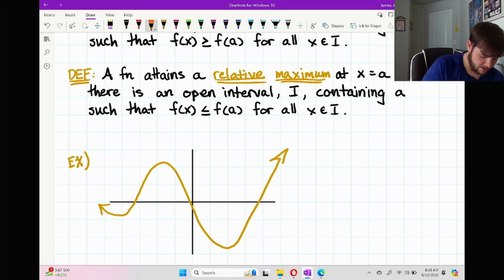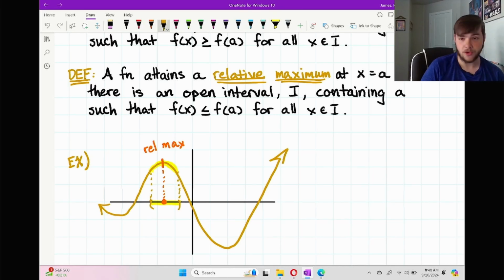Let's take a look at this example. Here, I would say that this point is a relative maximum. Because notice I can take some interval, if I follow this point down to the x-axis here, I can find some interval around it so that for all the points in this interval, and again, if I map those back up to the function, the orange point, or the maximum, is the biggest one.